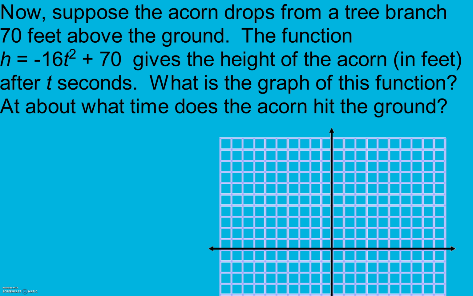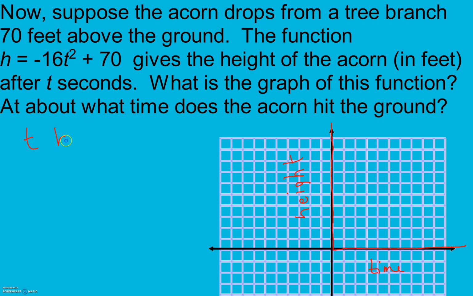Now, suppose the acorn drops from a tree branch 70 feet above the ground. The function h equals negative 16 t squared plus 70 gives the height of the acorn in feet after t seconds. What is the graph of this function? And then, at about what time does the acorn hit the ground? So again, we're talking time and height. So when you draw your axis in, you can draw it just for the first quadrant.